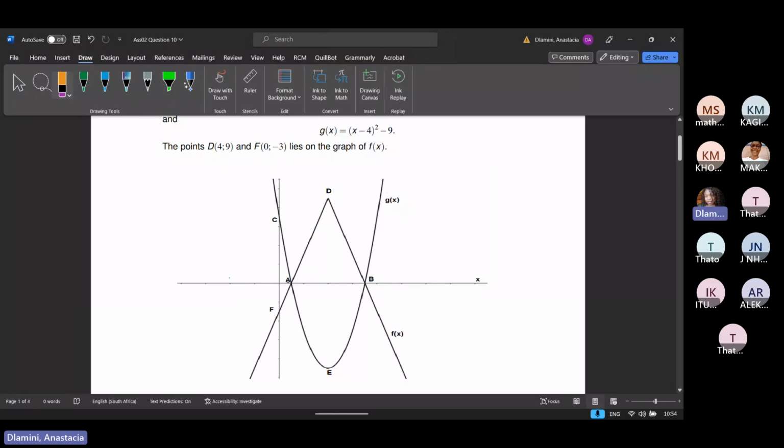So now let's calculate. We know A and B are the x-intercepts of the parabola. We know our parabola, g of x is equal to x minus 4 squared minus 9. We know that A and B are at the x-intercepts, so we let y equal 0. I will not ask why we let y equal 0, because we did mention that in the first discussion class. So we just continue. We substitute: y is equal to x minus 4 squared minus 9.